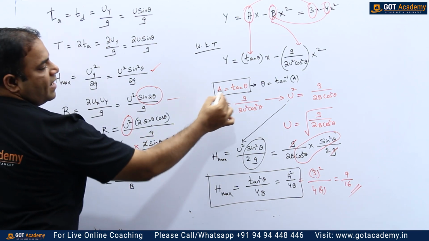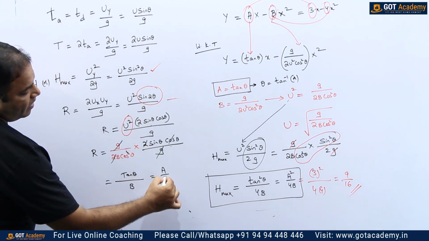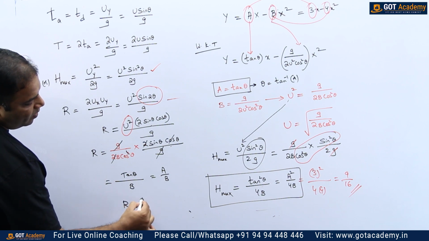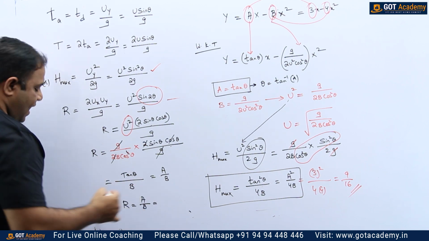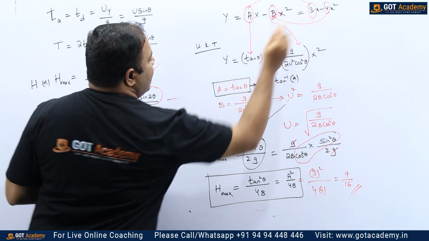Already I mentioned what tan theta is. Tan theta is equal to a. So, this tan theta can be written as a, and over b. So, now the new formula for the range is a by b. As per the given question, in place of a there is 3, in place of b there is 4.